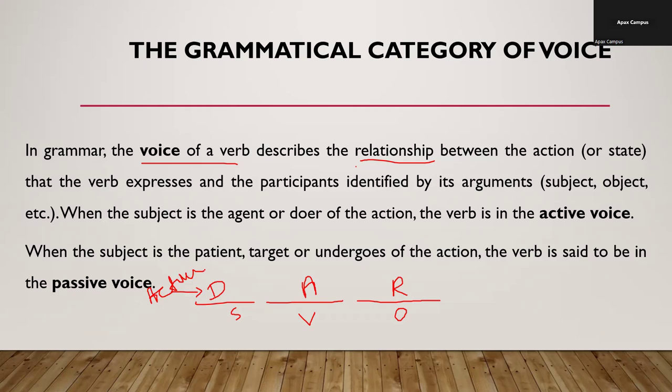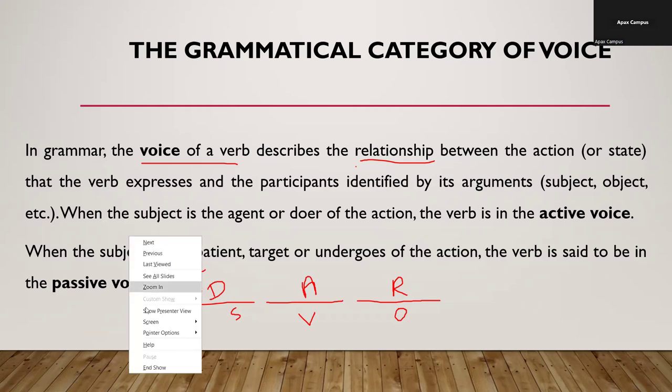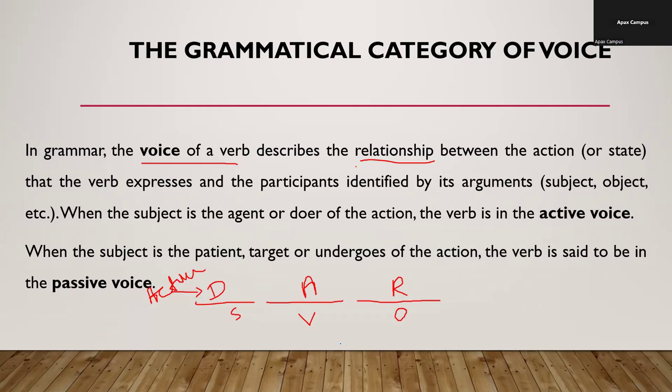But when we construct a sentence in the passive voice, what will happen? There are reasons for us to go for passive. We are not using passive all the time, no? We prefer to use passive when we are no longer interested in the doer. If we want to emphasize what happened to the recipient, then we promote the recipient to the subject position. We want to tell what happened to the recipient. Who did it, we are not interested. The doer, we don't care. In such situations, we use passive.